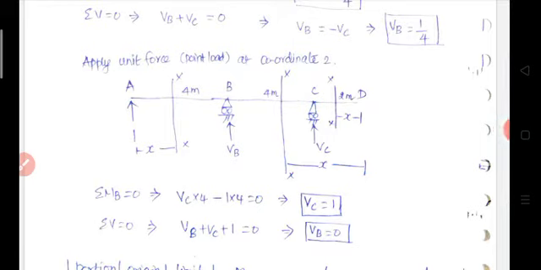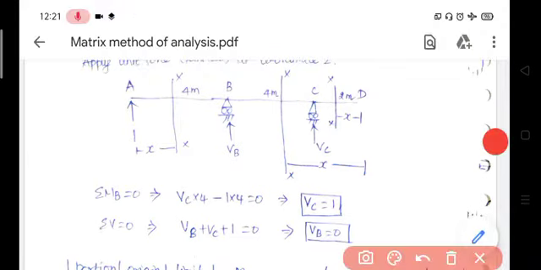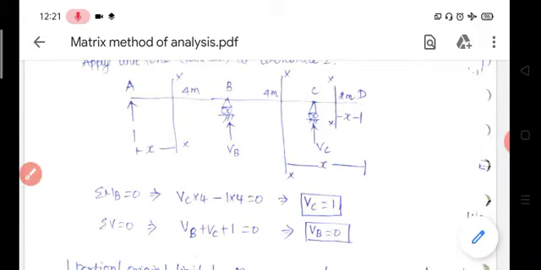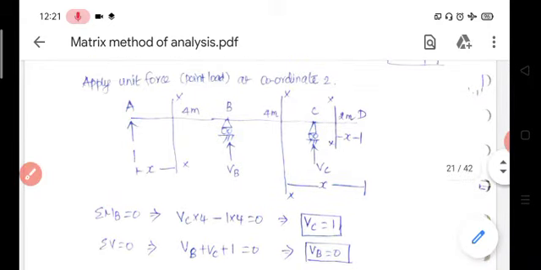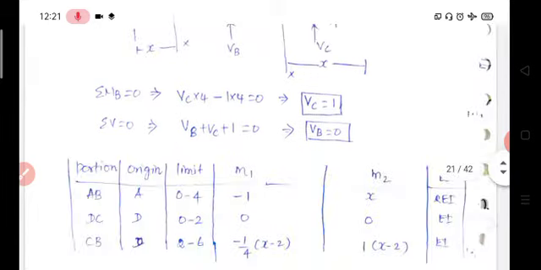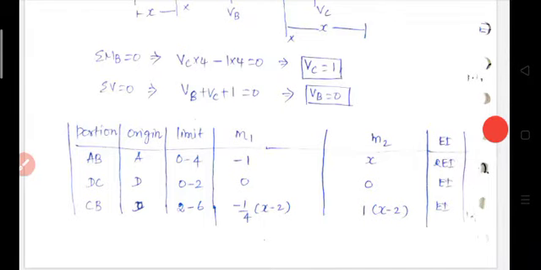Okay. So, this is coordinate 2. We applied unit force, then the moment for the AB portion. Again we have to consider section xx, which is x distance from A. So, limits are 0 to 4 meter. So, the bending moment is equal to 1 into x. It is a sagging moment, therefore positive. So, 1 into x moment.